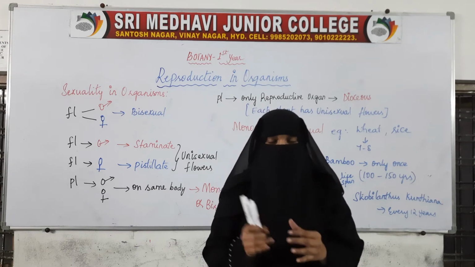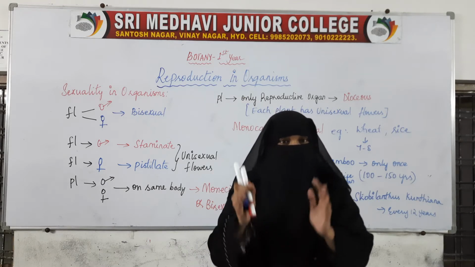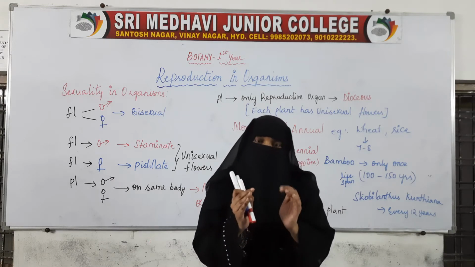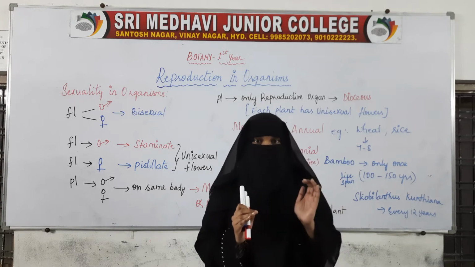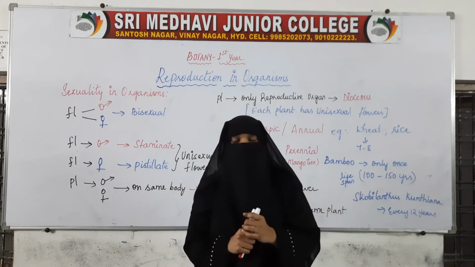It is just the things which we have already studied, which we have already known. A summary is given in one particular chapter, and that summary is explained in a very detailed manner in the next chapter, that is the seventh lesson, sexual reproduction in plants.